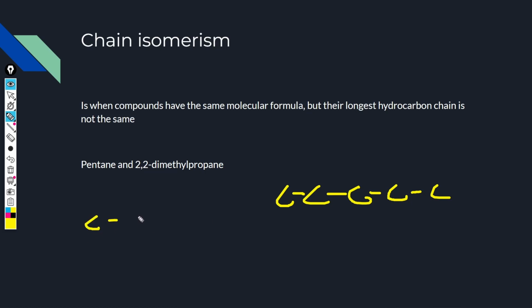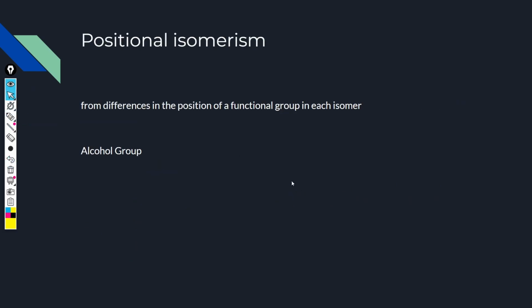So the longest chain is a propane, and then we can take a C over here and a C over here. So the second one is dimethylpropane. This shows that this is chain isomerism because the longest hydrocarbon chain has changed shape. Now let us look into positional isomers.